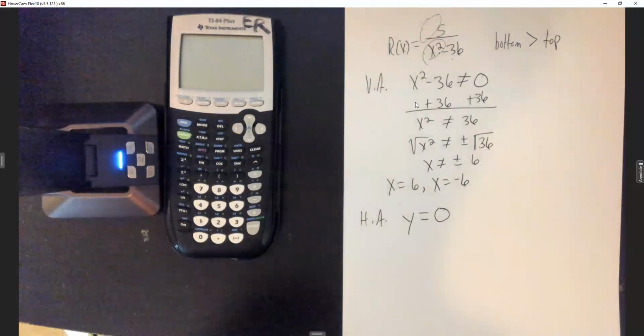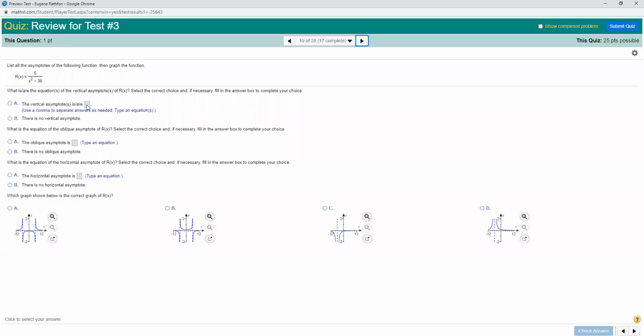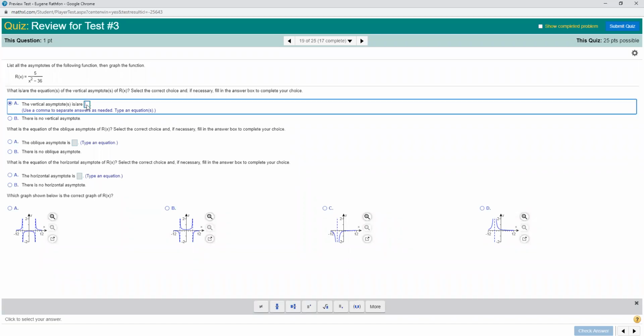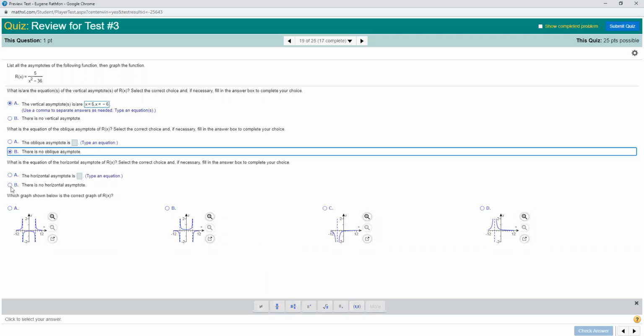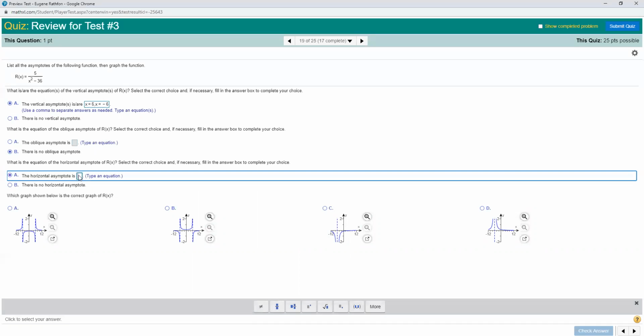So now we can put that in and pick a picture. So type an equation or equations. Right here I would put x equals 6, comma, x equals -6. So they got to look like an equation. Okay, there's no oblique, so don't worry about that. The horizontal asymptote is y equals 0. So I would come in there. Where's y at? y equals 0.